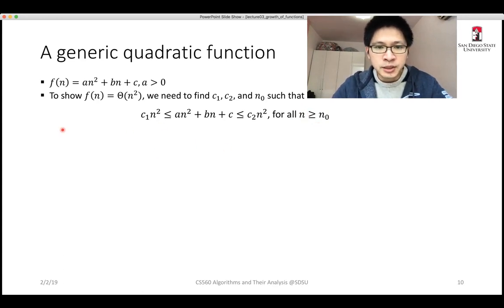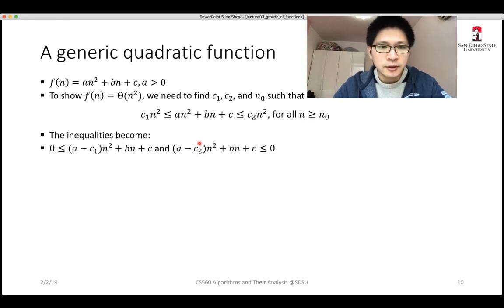So let's manipulate these inequalities a little bit and move the C1 term and C2 term around. So now we have two inequalities. The first one is that this quadratic function, in which the coefficient for n squared is a minus c1, should be greater than 0. And the second quadratic form, where the coefficient for n squared is a minus c2, should be lower than 0.